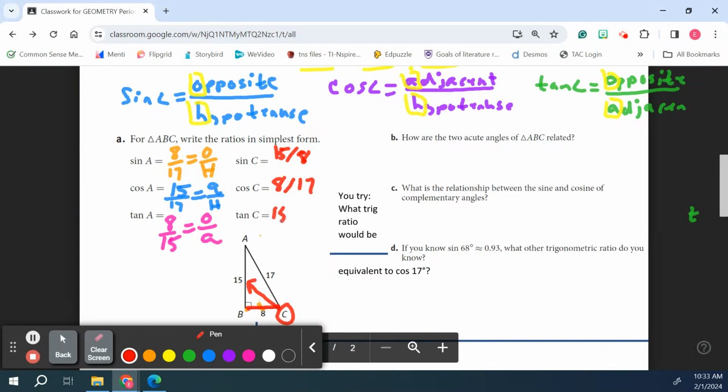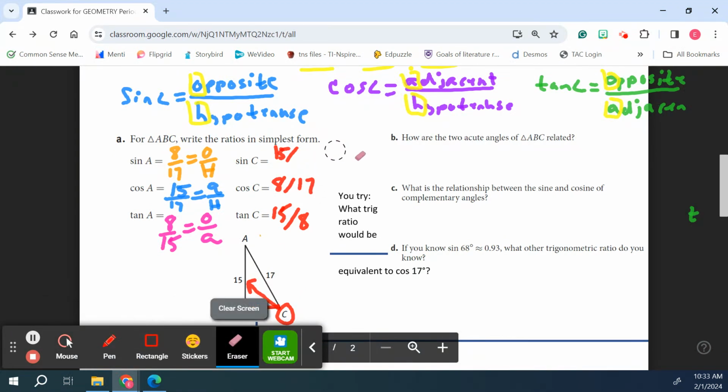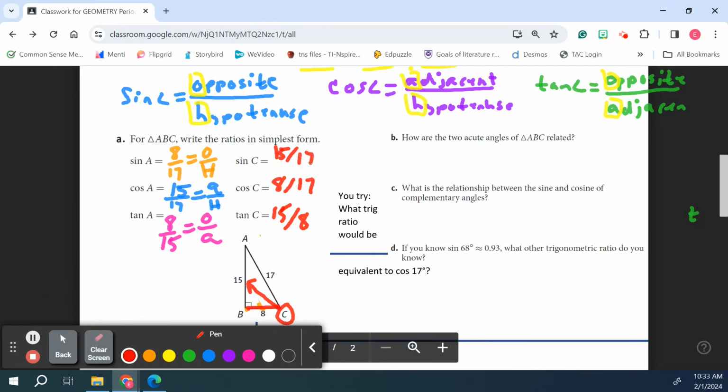Oh, what's the problem here? 15/8. That's good for the tangent. What happened with sine? What's sine supposed to be? 15 over what? 15/17. Yep. That's okay. That's why we talk. All right, so those are the answers. Questions?